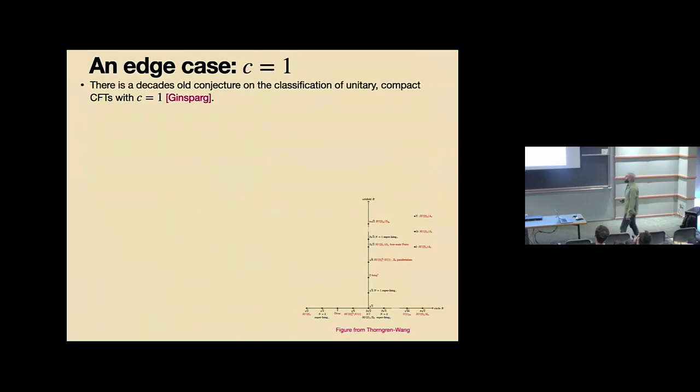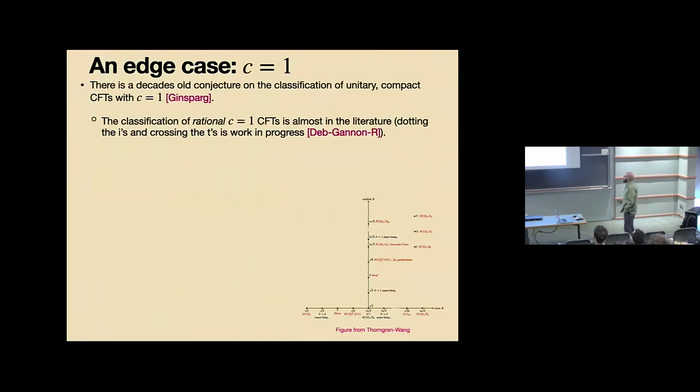So C equals 1 is a bit of an edge case. There's a kind of decades-old conjecture that at C equals 1 we maybe know all of the theories. So there's this belief that this picture sort of contains all of them. There's 2 branches and then 3 exceptional theories.